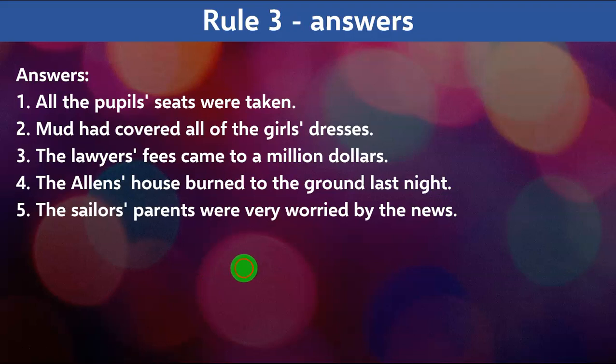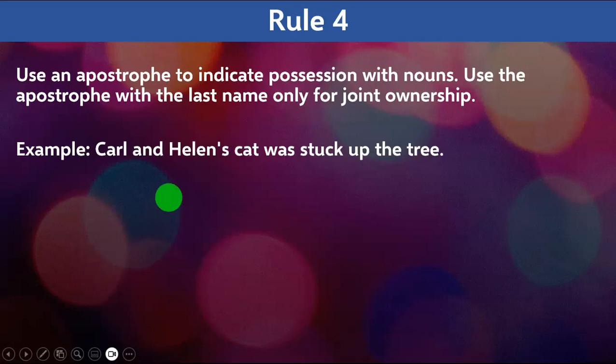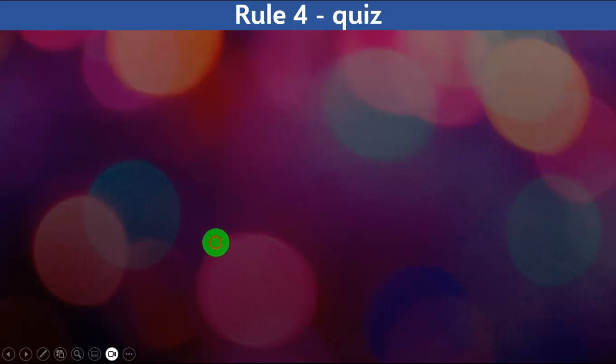Let us now look at rule number 4. Use an apostrophe to indicate possession with nouns. Use the apostrophe with the last name only for joint ownership. Okay. Let's look at an example. Carl and Helen's cat was stuck up the tree. So we are talking of joint ownership here. Carl and Helen's ownership. Right? So you will use the apostrophe only with the last name. You will not use the apostrophe with the first name. Carl and Helen's cat was stuck up the tree.